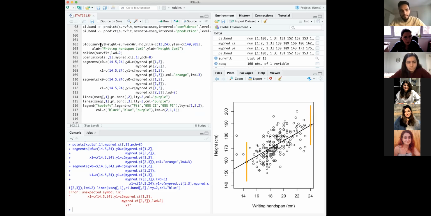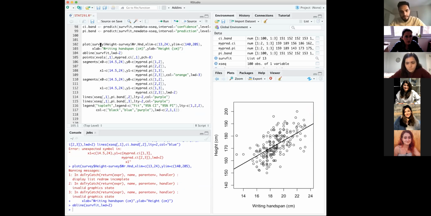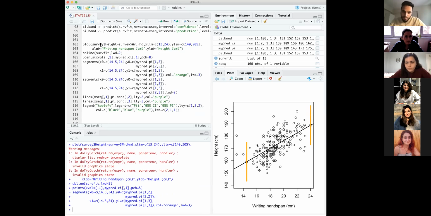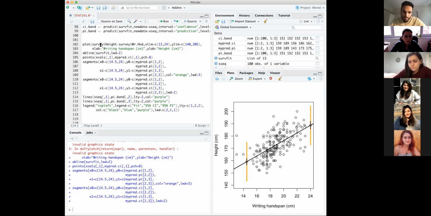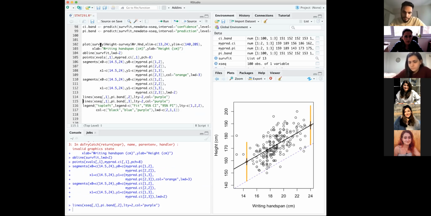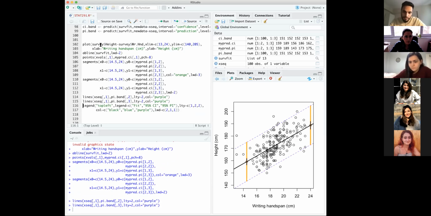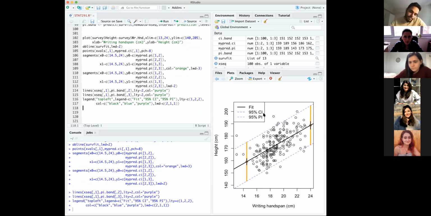So I have my plots, my regression line, my points, and here are my segments for my prediction interval and for confidence interval. Now we have lines around them. And you see that we have our fit and our 95% confidence intervals, and also our prediction intervals, okay?